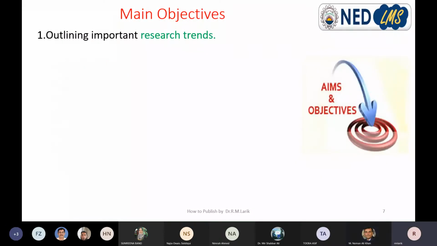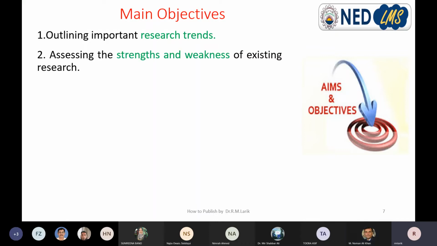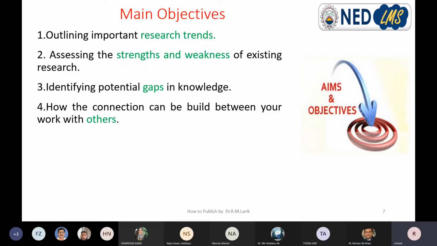Until unless you find your strengths and the weaknesses of others, right? And you need to identify the gap, which is very important, because gap analysis guides you towards a publication in impact factor journals, a potential gap. And when you find the gap, you need to connect your work with the others.